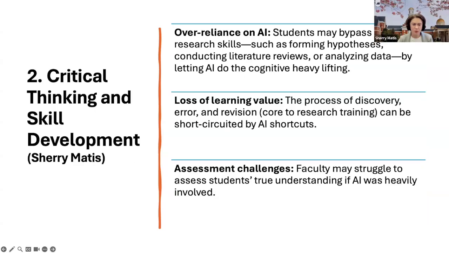Okay, so I will be talking about critical thinking and skill development a little bit. And some of the things that we seem to be worried about is the loss of skills, right? If students are going to over rely on AI. And some of the thoughts that come to mind when I think of this is we've always had other tools that have kind of replaced other skills.